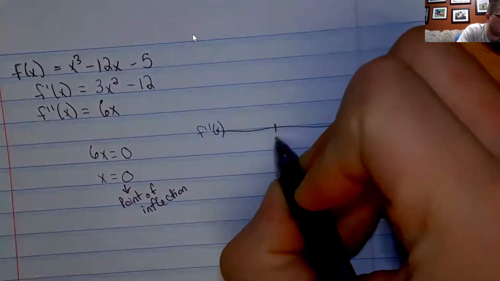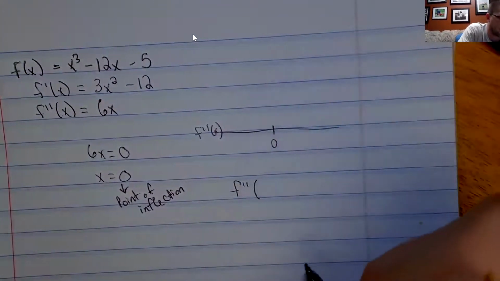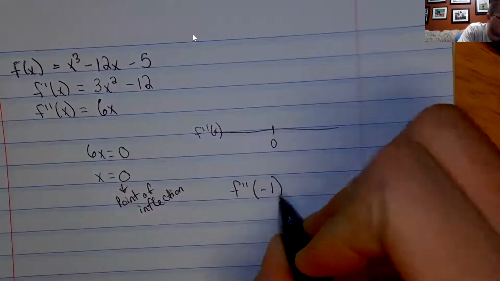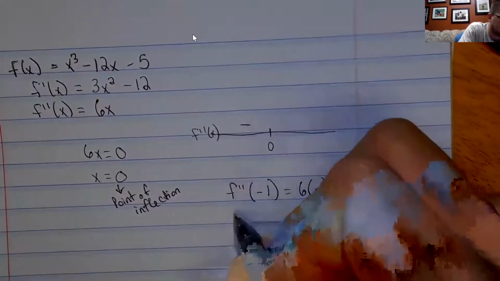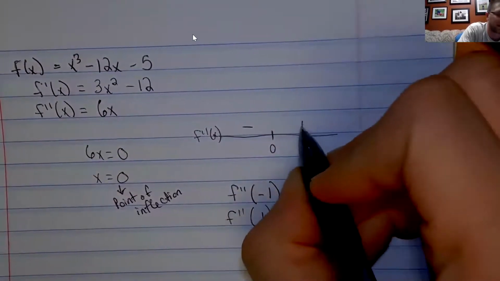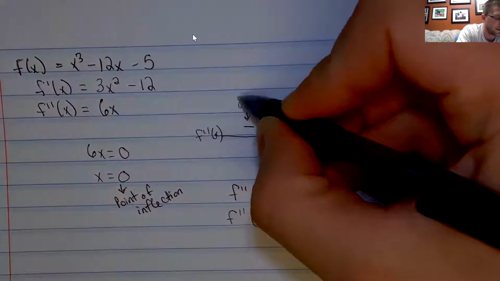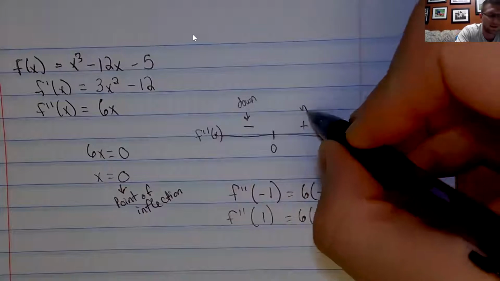So I'm going to put my point of inflection on here at 0, and then I'm going to test the second derivative at two different values, a value to the left and a value to the right. So if I put a -1 in, that's 6 times -1, which is negative. If I put a +1 in, that's 6 times 1, which is positive. Once again, I don't really care about the values. I care about the signs of the values because that's going to tell me whether it's concave up or concave down. If it's a negative, that's going to be concave down. If it's a positive, that's going to be concave up.